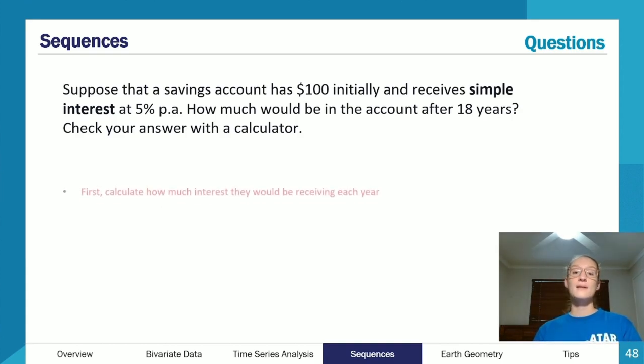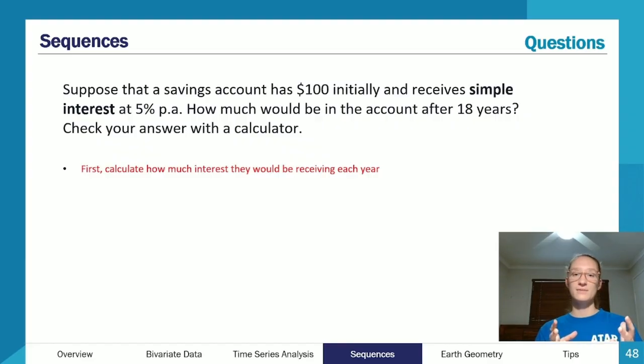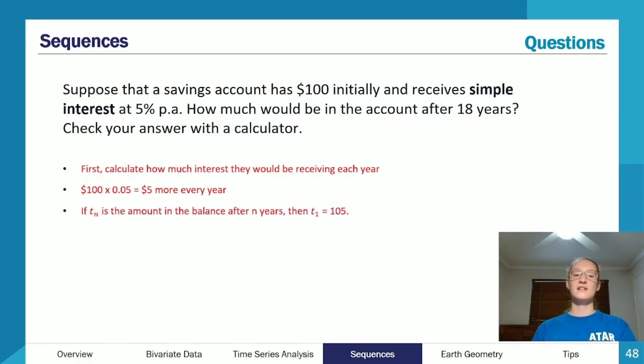So I know that I'm looking for simple interest. But before I can start using my arithmetic sequence, I actually have to calculate how much interest they'd be receiving each year, which is the only part of the question that's not strictly sequence related. Because there's $100 in the account and the interest is 5%, all I've got to do is work out what 5% of $100 is. So by multiplying 100 by 0.05, I've got $5 more every year. So that's my common difference. That's how much is being added to the account every single year. So every single year, an extra $5 is being deposited into the account.